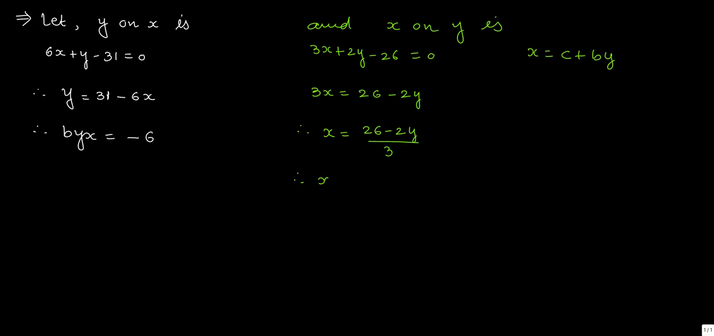Therefore, dividing both terms by 3, x = 26 by 3 minus 2 by 3 y. Therefore bxy is equal to minus 2 by 3.